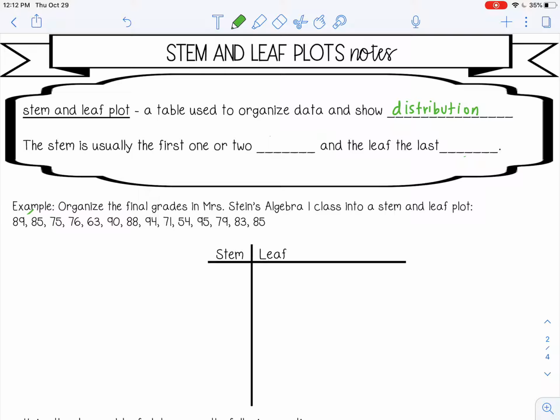The stem is usually the first one or two digits of your numbers in the data set, and then the leaf is always the last digit. So you can only use a stem and leaf plot when you are organizing numbers.